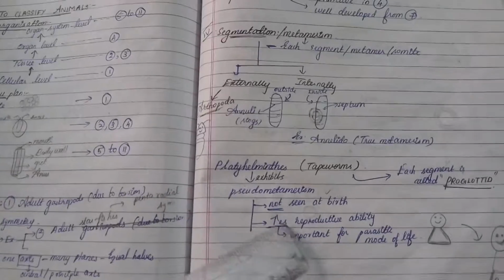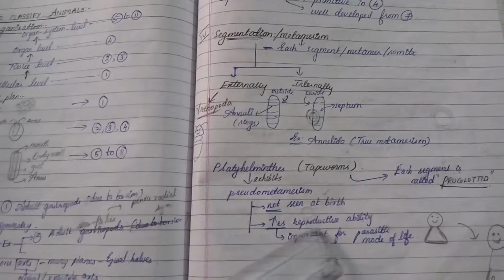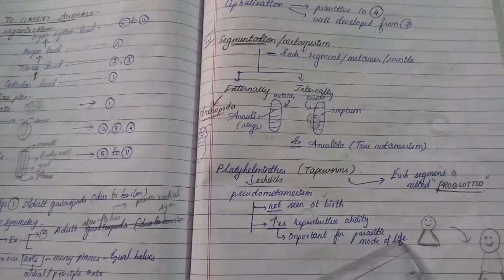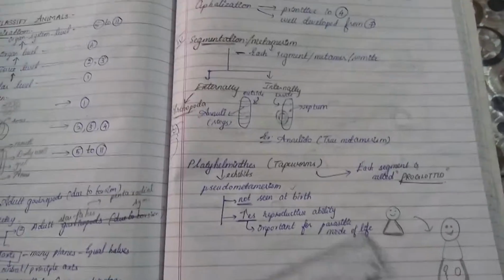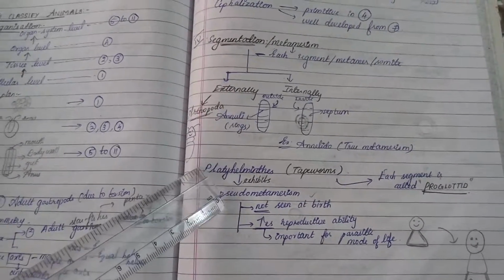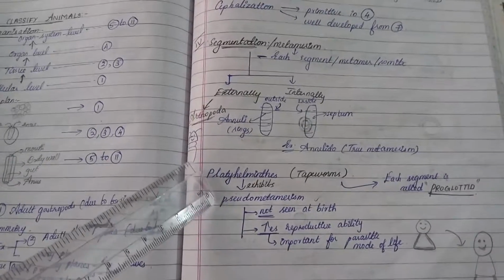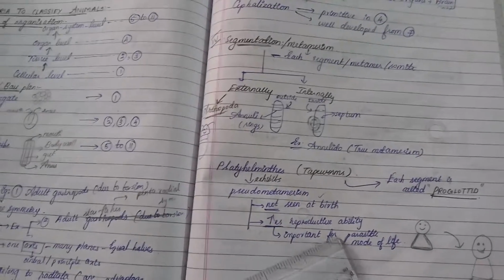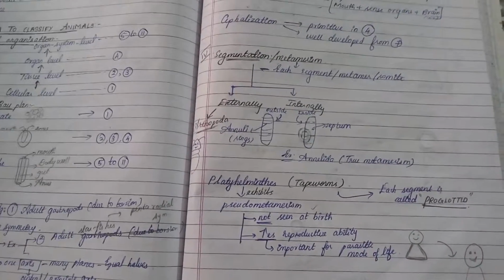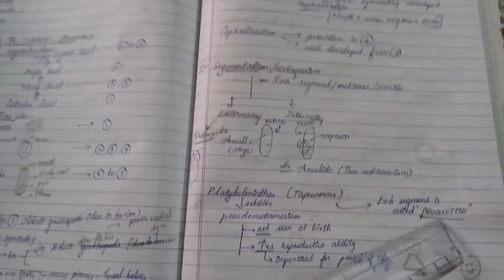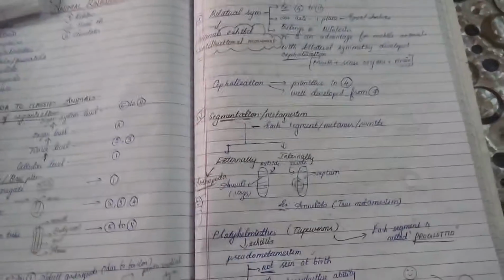This type of metamerism increases the reproductive ability and it is important for the parasitic mode of life. These are the important points for why Platyhelminthes exhibits pseudo-metamerism: it increases the reproductive ability and is important for the parasitic mode of life. In tapeworm, each segment is called a proglottid. These are the points related to segmentation.